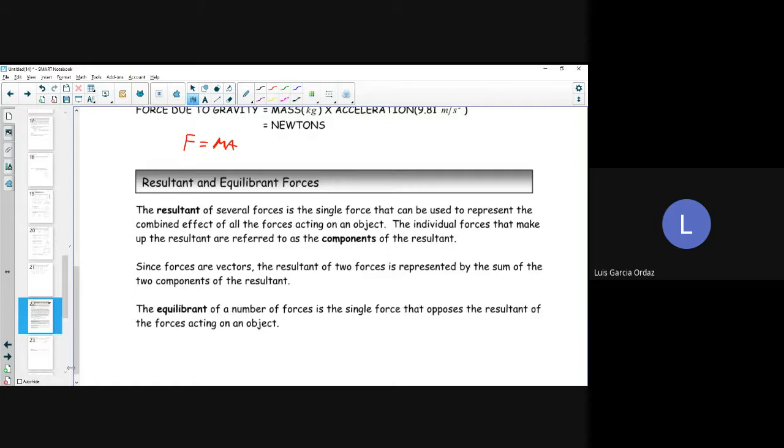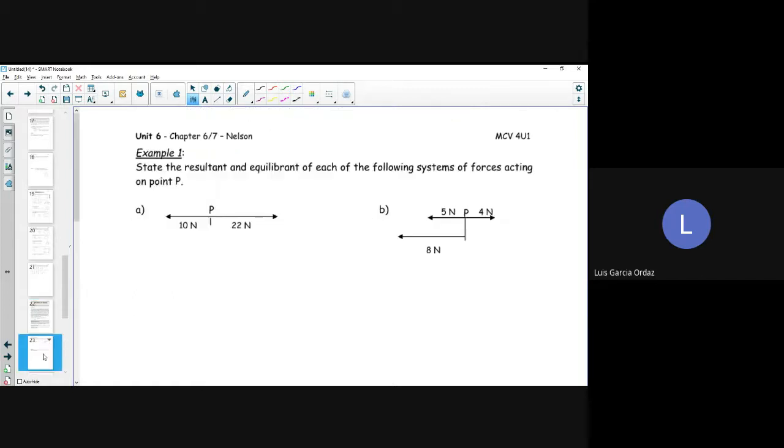The equilibrant of a number of forces is a single force that opposes the resultant of the forces acting on an object. Okay, and now we're going to get to some examples. So these are some general examples, some visual examples. So we want to state the resultant and equilibrant of each of the following systems of forces acting on point P.